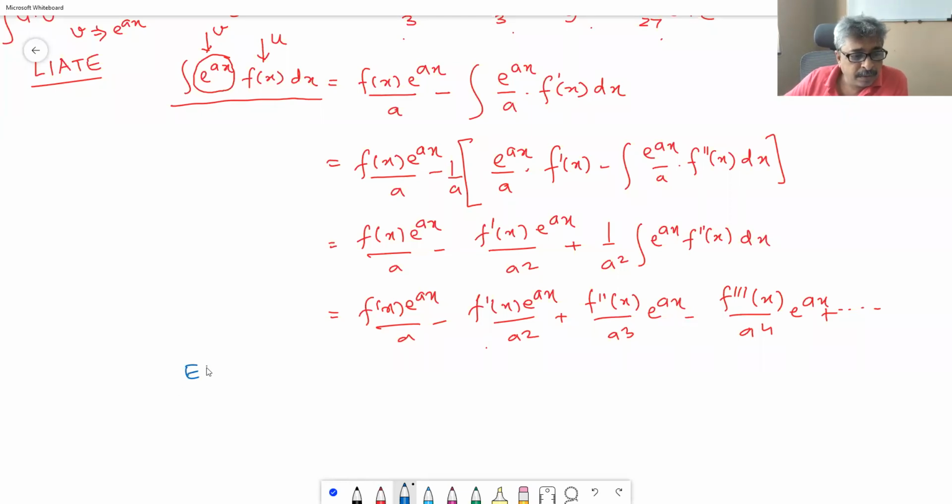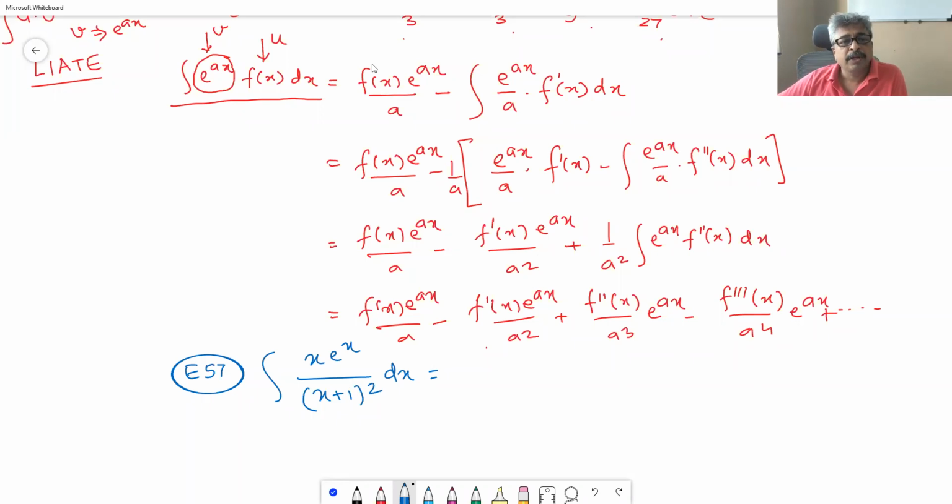E57. Integral x e raised to x upon x plus 1 bracket square dx. Okay, spend some time.